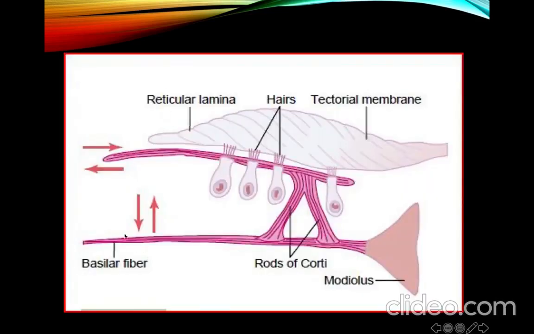This picture shows the movement. Whenever a sound wave comes, it causes the basilar fibers to move upward. When the basilar fiber moves upward, it causes the reticular lamina to move upward and inward. Opposite to that, if the basilar membrane moves downward, it causes the reticular lamina to move downward and outward. So this is how they move.